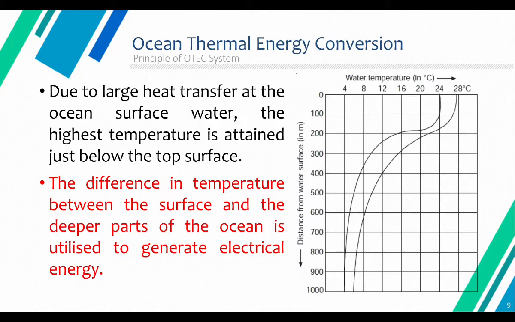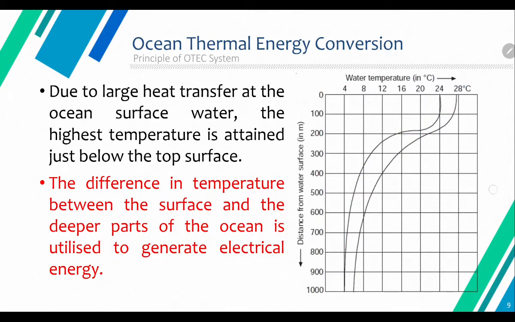In the graph you can also see the depth in meters. At 0 meters, the surface, it is around 24 to 28 degrees Celsius. As it goes down, the temperature decreases, and it keeps decreasing as it goes deeper inside.